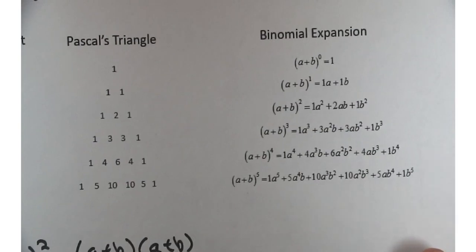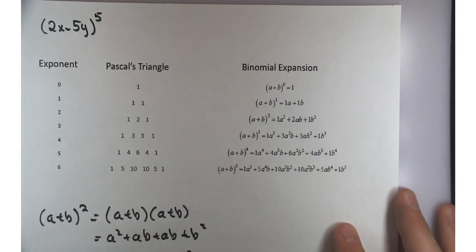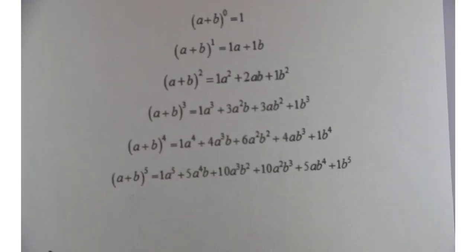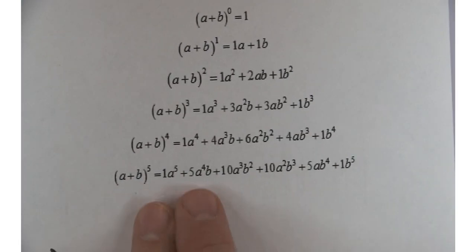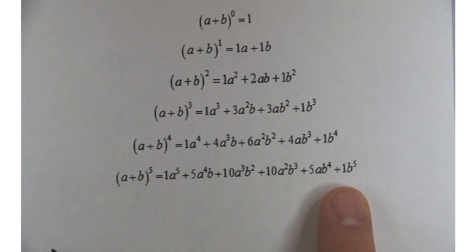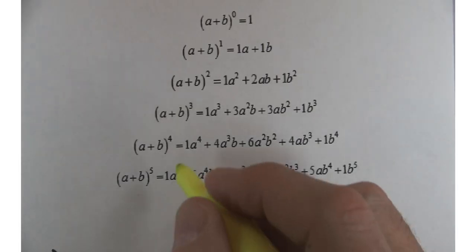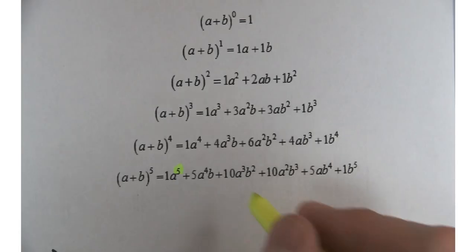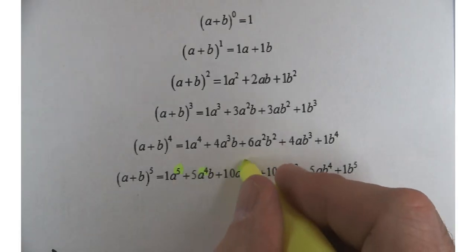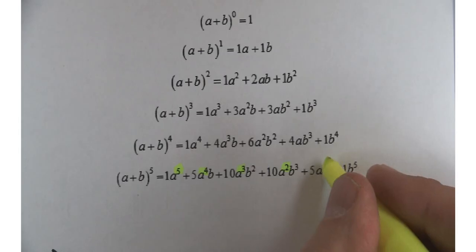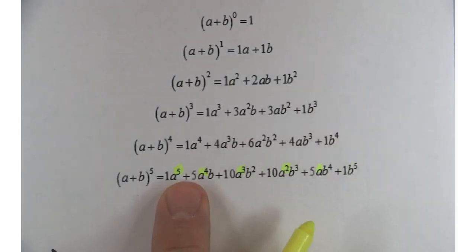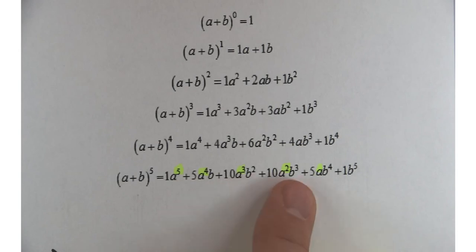Now, when we look at our binomial expansions, for instance, (a plus b) to the 5th power, well, you see all these coefficients, but there's a little bit more going on than just the coefficients. Take a look at the exponents. We've got a to the 5th, a to the 4th. Is there a little pattern with the exponents for the a's? 5, 4, 3, 2, 1, and then 0, right? Anything to the 0 power is 1.